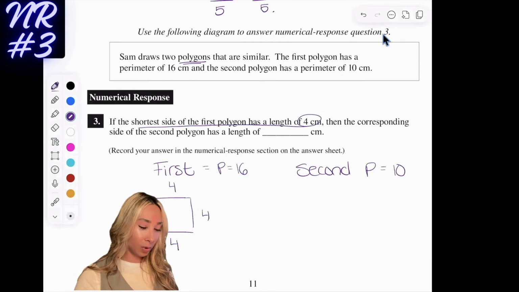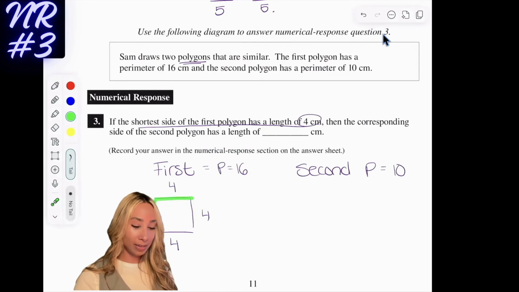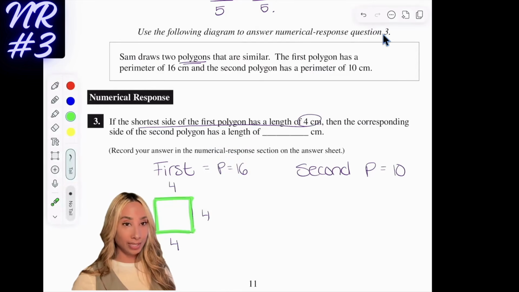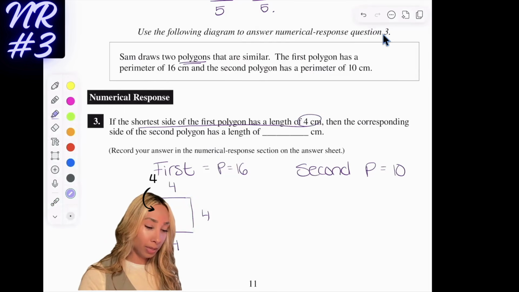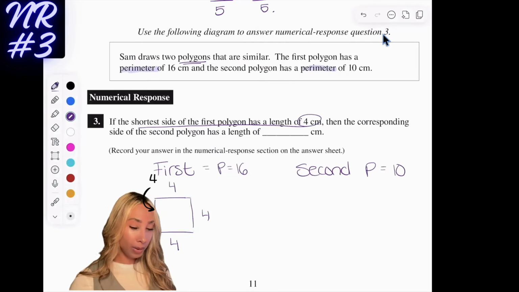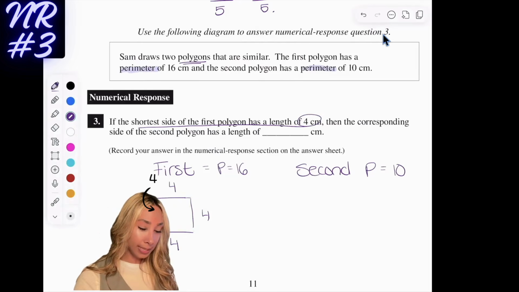Okay, and that's of course 4 plus 4 is 8, plus 4 is 12, plus another 4 is 16. And I know that is similar to the area, but in this case, I want to be clear, we're talking about the perimeter. Okay, perfect. Then it says the second polygon has a length of blank. But what we do know is the perimeter is 10.